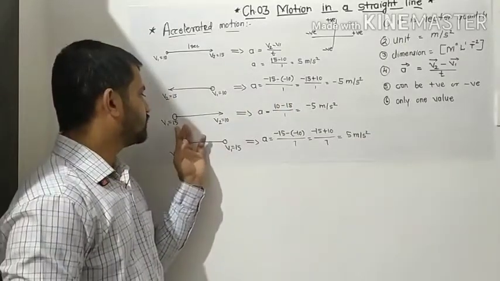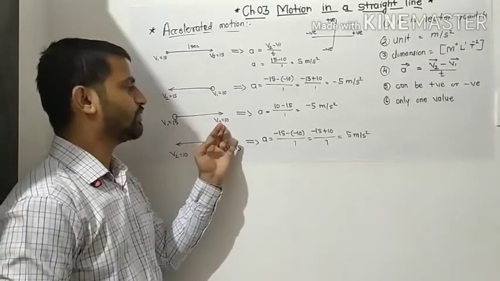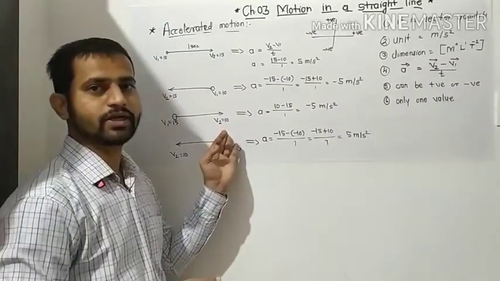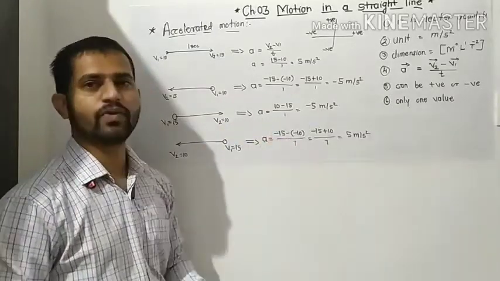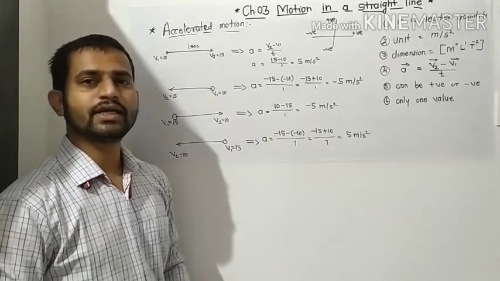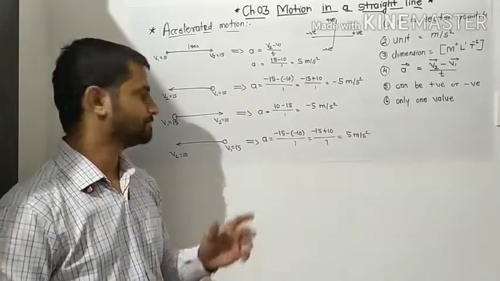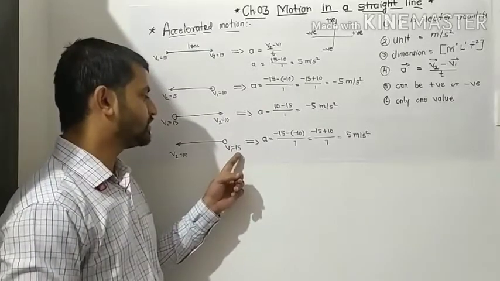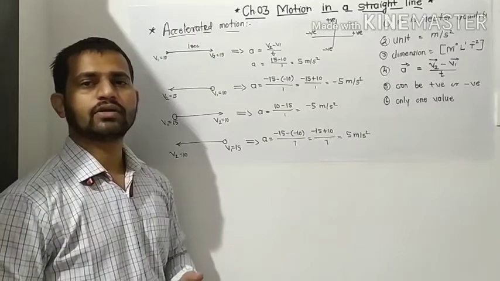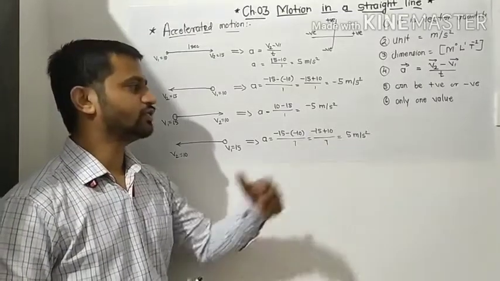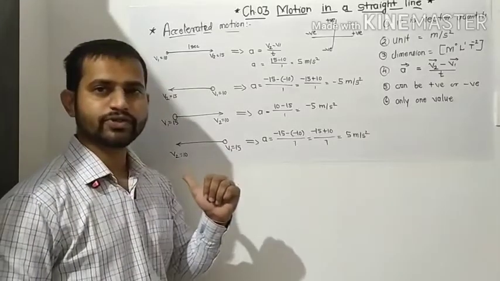Then the velocity is initially 15, and it is traveling in the positive direction and has become 10. Then in that case again the acceleration has a negative value. Why? Because the velocity decreases from 15 to 10 in a positive direction. But in the other case, velocity decreases from 15 to 10 in the opposite direction, and in that case the acceleration has a positive value.